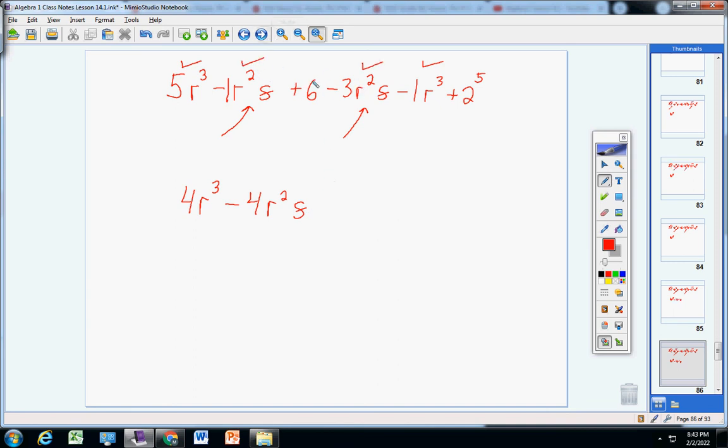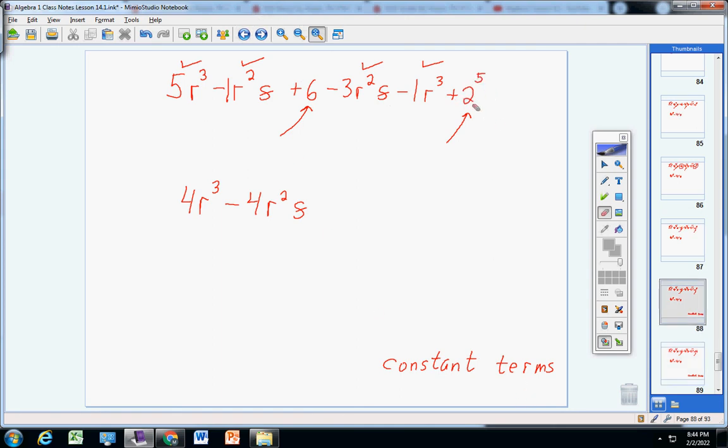Okay, now there's only two terms left that we haven't used. Okay, and notice both of those terms are like. Okay, they are like because they have no what? No variables. Okay, and we have a name for those. We call them constant terms. Okay, constant terms. Now, 2 to the 5th is the same thing as 32. 2 times 2 times 2 times 2 times 2. And now combine those and you get 38.